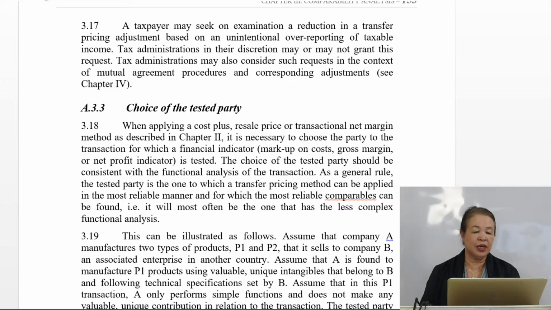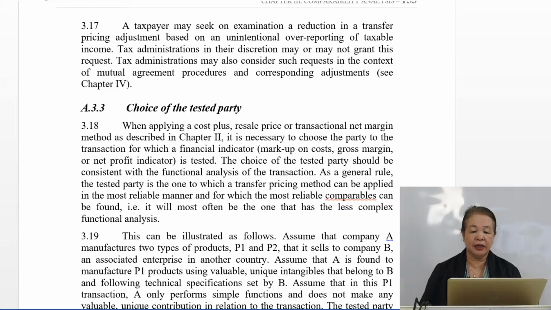So what is the choice of the tested party? When applying a cost plus, resale price or transactional net margin method as described in chapter 2, it is necessary to choose the party to the transaction for which a financial indicator or markup on cost, gross margin or net profit indicator is tested. No? So the choice of the tested party should be consistent with the functional analysis of the transaction. As a general rule, the tested party is the one to which a transfer pricing method can be applied in the most reliable manner and for which the most reliable comparables can be found.